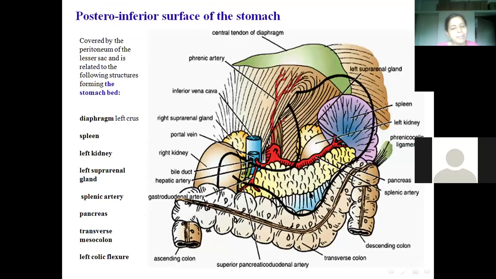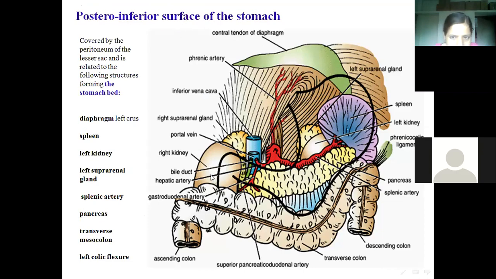Okay, stomach bed is a very popular question. If nothing is asked from stomach, we may get a 5 marks question as stomach bed, or we may get a 3 marks question as a stomach bed. So what is that stomach bed? If you remove the stomach, then whatever structures we find in the bed region, that is actually the posterior inferior relations of the stomach.